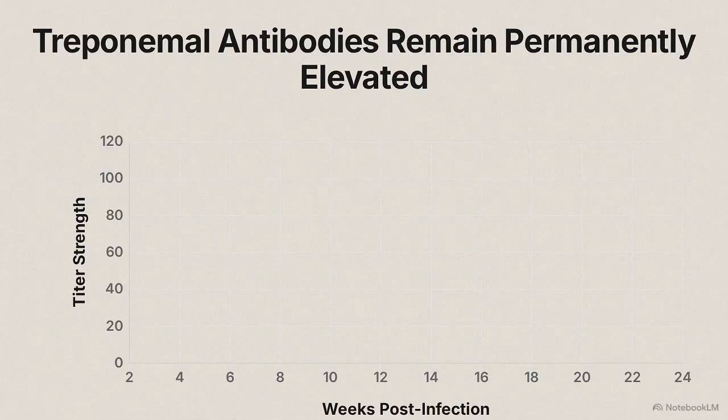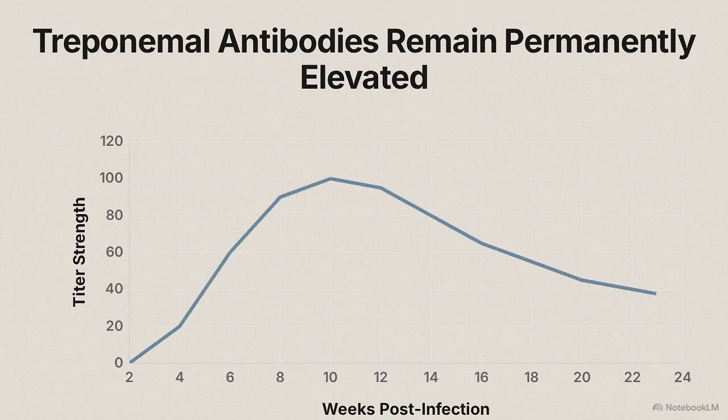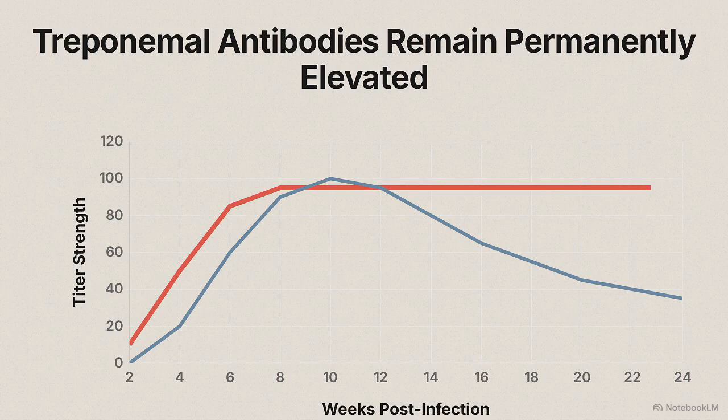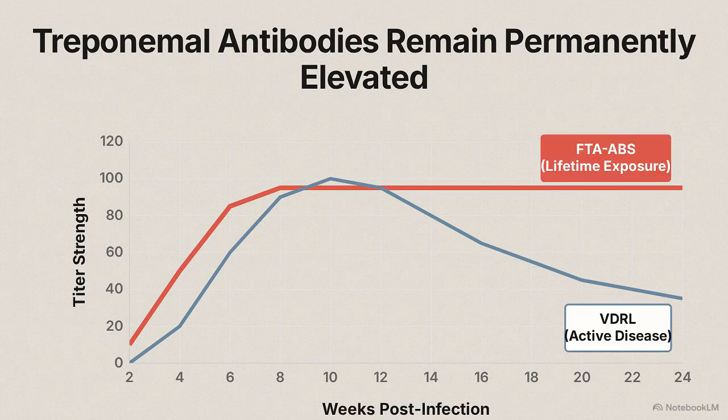This graph plots the two primary serological curves rising from weeks 2 through 24. The lipoidal curve, tested via VDRL, tracks active disease burden. The treponemal curve, tested via FTA-ABS, confirms lifetime exposure. Once positive, it remains permanently elevated.